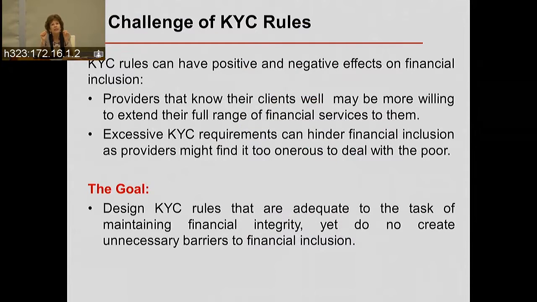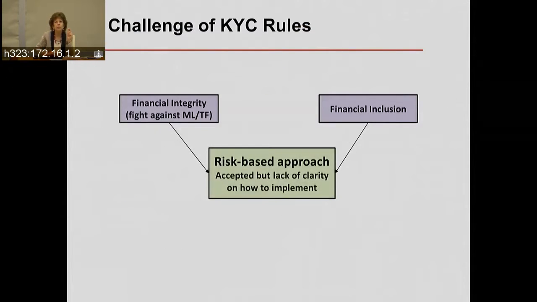So the goal is to design know your customer rules that actually deal with both objectives: the objective of financial integrity, which is the reason why we have know your customer, and the objective of financial inclusion. So to represent this in a graph again, know your customer rules have to be designed to meet two objectives. One, achieve financial integrity, defined against money laundering and terrorism finance. But at the same time, they should actually support financial inclusion. How do we do this?